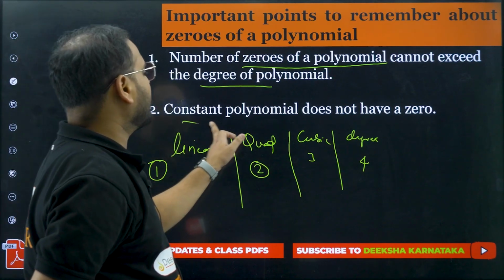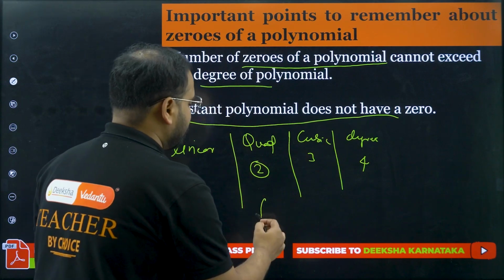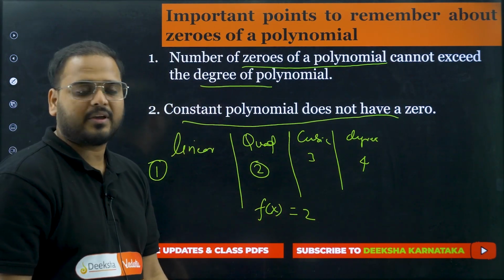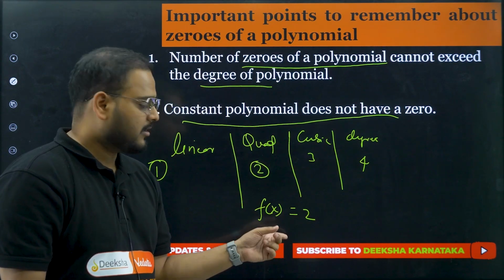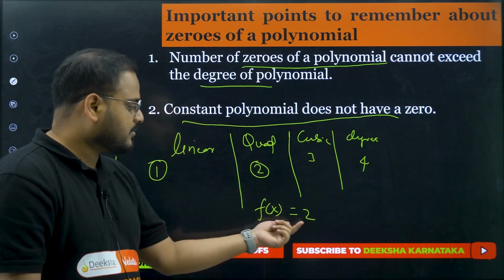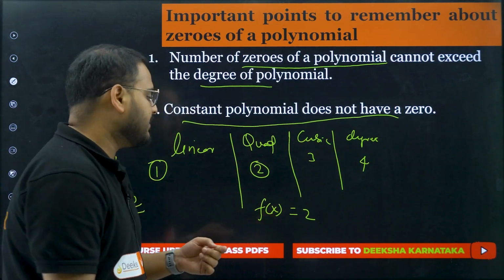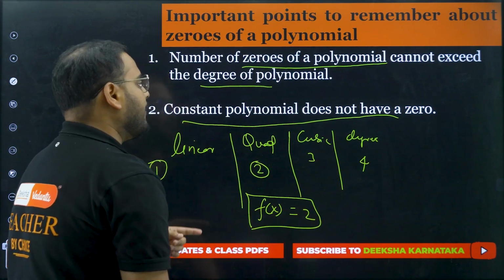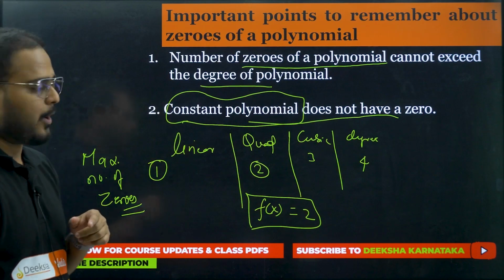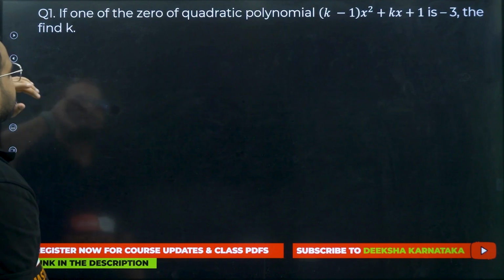Second one, a constant polynomial does not have a zero. Because if I write f(x) equals 2, can you make this polynomial 0 any other way? For what value of x will this become equal to 0? Sir, for no value. This cannot become equal to 0 at all. It means a constant polynomial cannot have any zero. Okay, I hope this is understandable. Very, very simple. Okay, moving on.